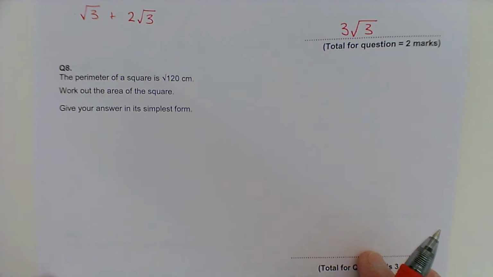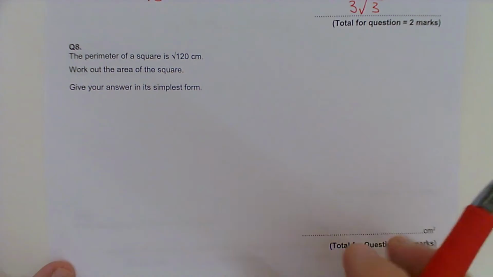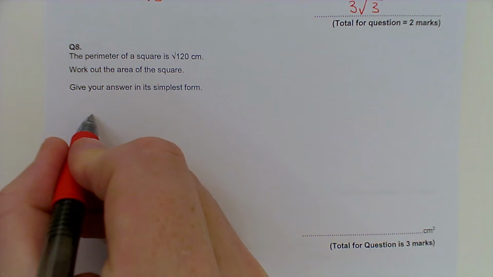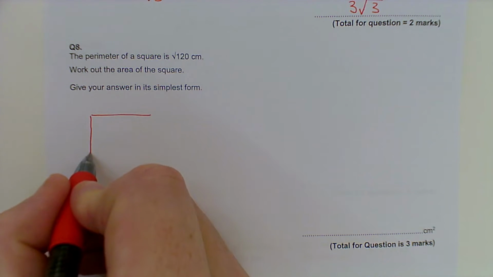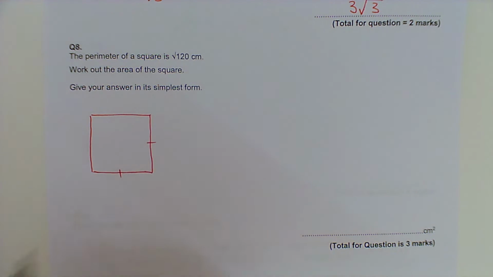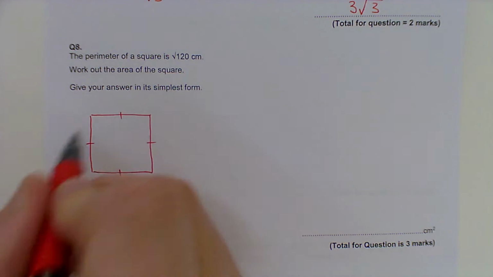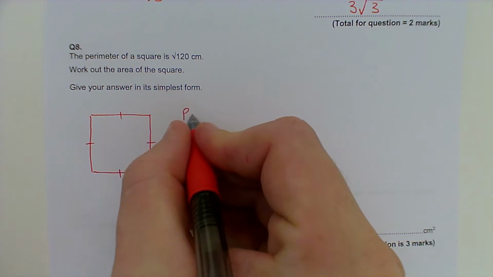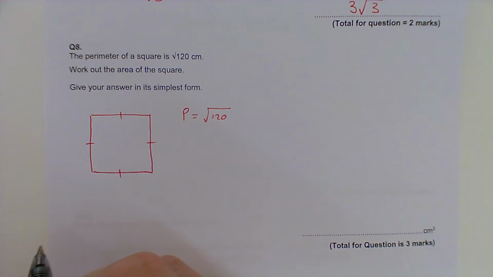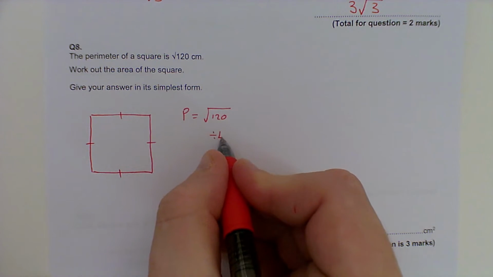For question 8, it says the perimeter of a square is root 120. Work out the area. So first off, I'm just going to draw myself a little square. So there's my square, so all the sides are the same, and the perimeter is the square root of 120. If you remember, perimeter is all the way around, so to find one side, I'd divide that by 4.